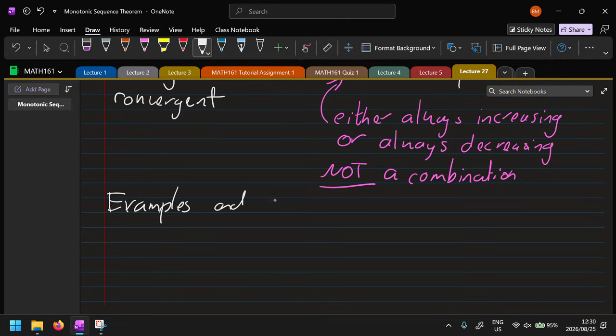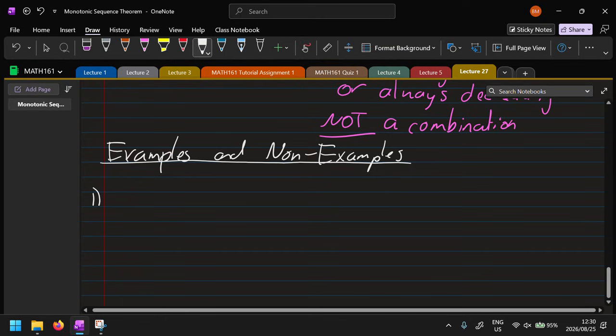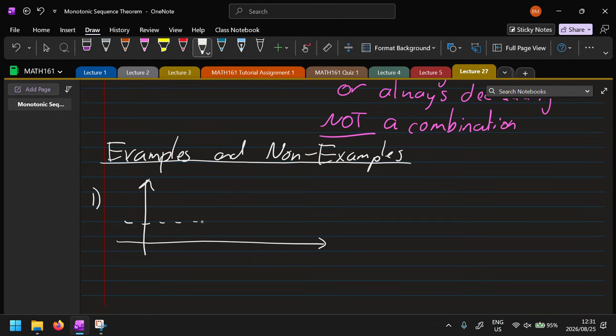Okay, examples and non-examples. Number one, let's say we have the following sequence like this. We see that the sequence here with the dots is decreasing. That's the first thing. And second, it's bounded below by that little m. So it's decreasing and it's bounded below. Therefore, we know from the theorem that it is convergent.